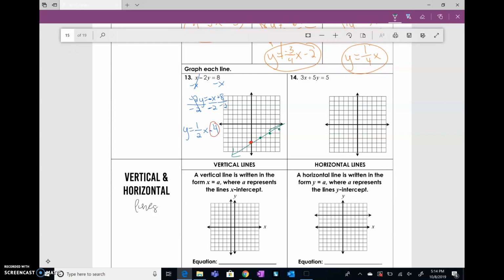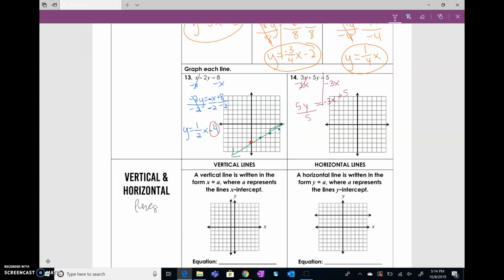Now this one here, I am going to take away 3x. Take away 3x. I get 5y equals -3x plus 5. Sorry, this is so sloppy. Divided by 5. So you get y equals -3/5 x, and then 5 divided by 5 is just 1. So you start at positive 1. Then you go down 3, forward 5. And that's your line. Okay, -3 over 5.